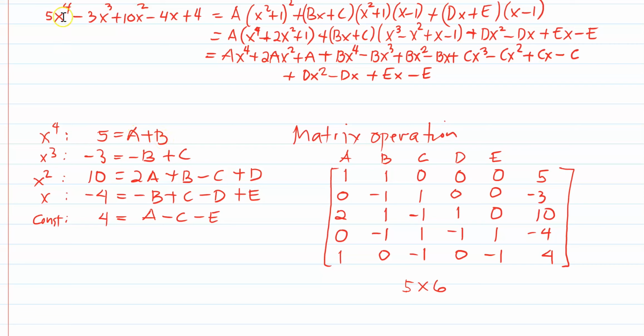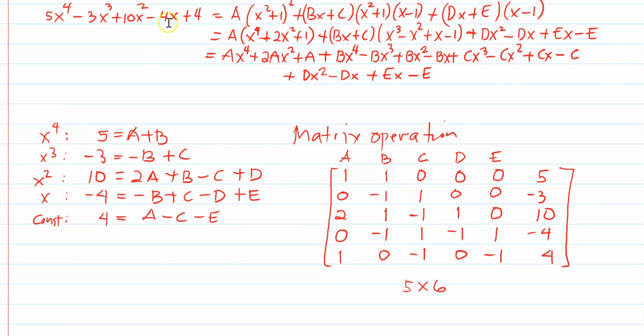Next is x cubed. On the left side, we have negative 3. On the right hand side, we have negative b and positive c. So the right hand side, we have negative b plus c. Next is x squared. On the left side, we have positive 10. Right hand side, x squared, we have 2a, we have b, we have negative c, and we have positive d. So our equation will be 2a plus b minus c plus d on the right side and 10 on the left side.